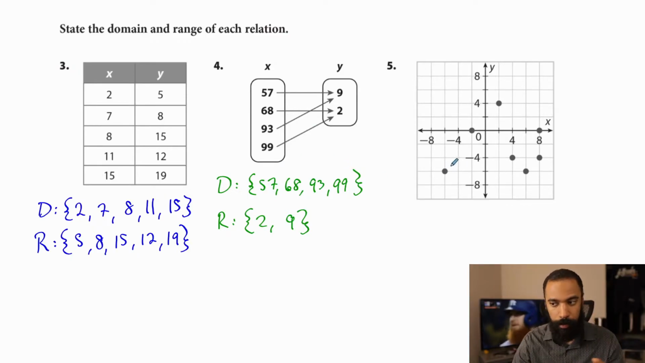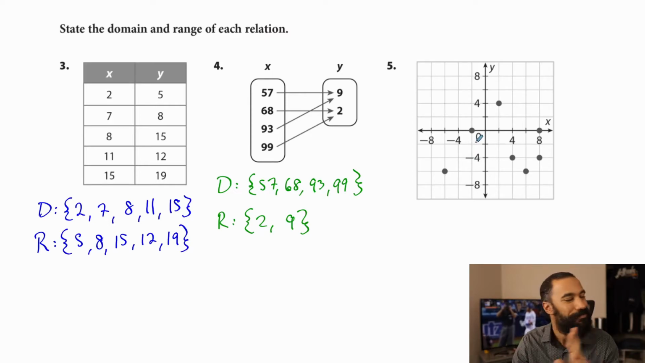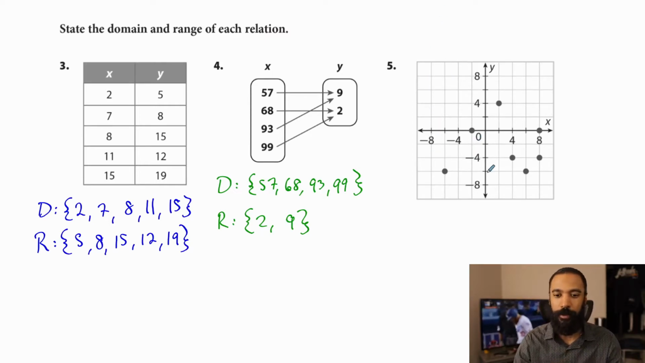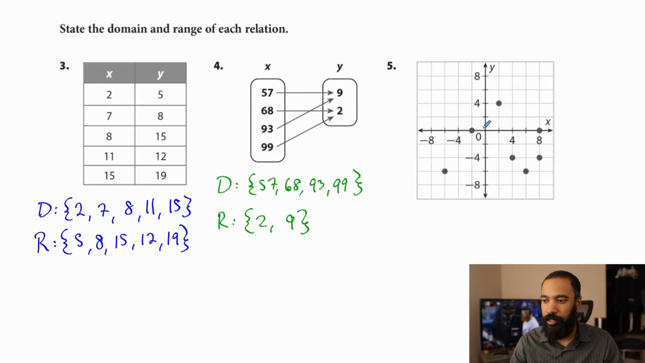Okay, number 5. Let's look at these ordered pairs. I'm not going to write them out, but let's look at these ordered pairs. Negative 3 comma negative 3. Negative 1 comma 0. 1 comma... you know what? I just messed up. See? This is my fault. It's not negative 3 comma 3. Look at the scales. Negative 6 comma negative 6. Negative 2 comma 0. There we go. 2 comma 4. 4 comma negative 4. 6 comma negative 6. 8 comma 0. And 8 comma negative 4. All right. Those were the ordered pairs.